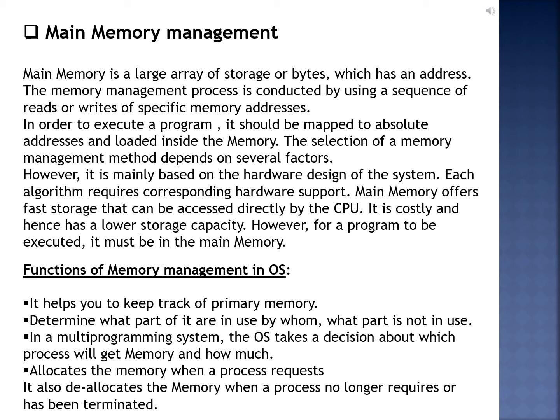Now the functions of memory management in an operating system are like this. It helps you to keep track of primary memory, determine what parts of it are in use and by whom, and what parts are not in use. In a multi-programming system, the operating system decides which process will get memory and how much. It allocates the memory when a process requests it. It also deallocates the memory when a process no longer requires it or has been terminated.